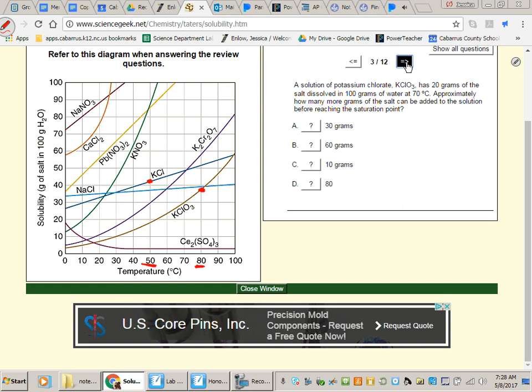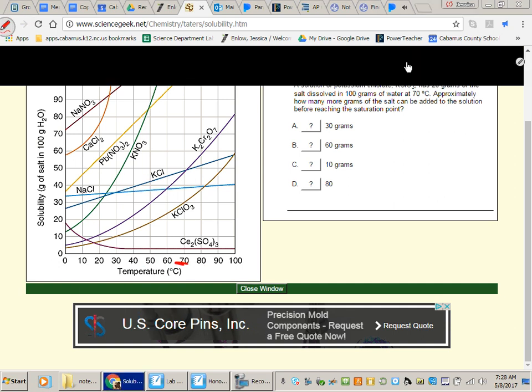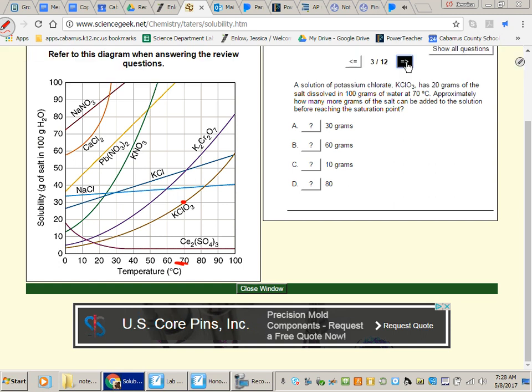Solution potassium chloride is 20 grams of salt dissolved in 100 grams of water at 70 degrees Celsius. How many more grams of salt can be added to the solution before reaching the saturation point? So again, we're looking at what temperature? 70 degrees Celsius. So then we go all the way up to the potassium chlorate line, which is right here. How much dissolves at 70 degrees? Approximately 29 or 30, right? Kind of depends on how close you get there.